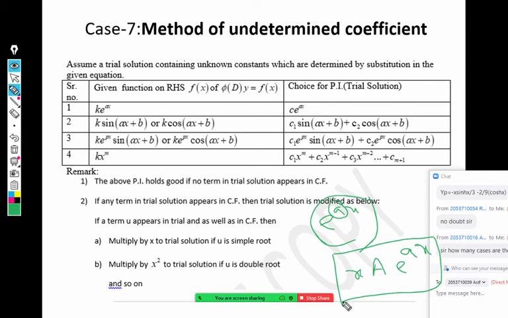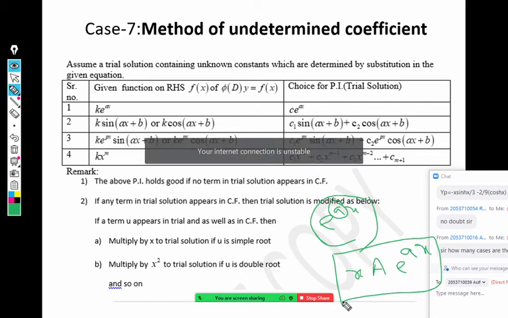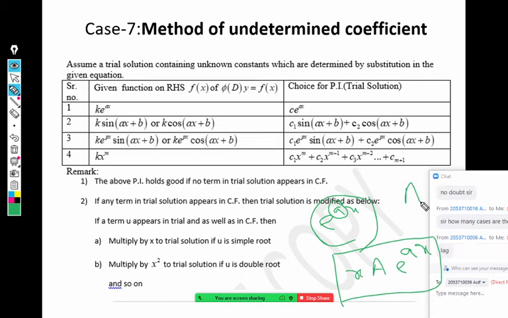We have to find out the PI of e raised to ax, and a is a root. If a is a root of the auxiliary equation, then only x is there. Suppose a is not a root, then the trial PI will be simply A times e raised to ax. This will be the trial PI provided a is not a root. If a is a simple root, then we use this.